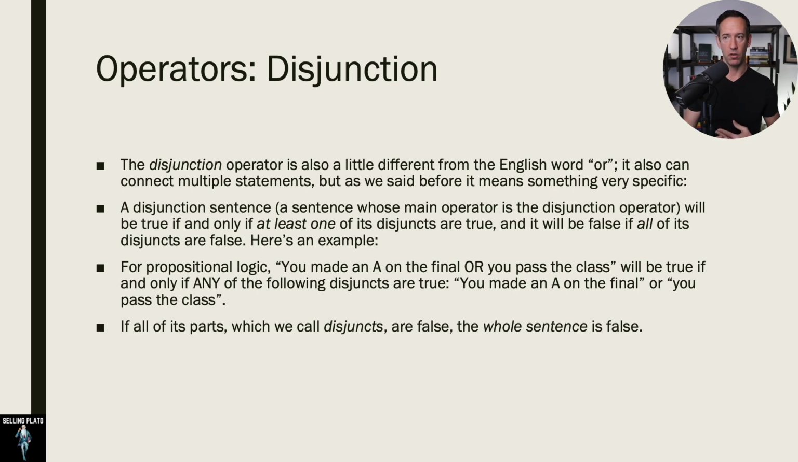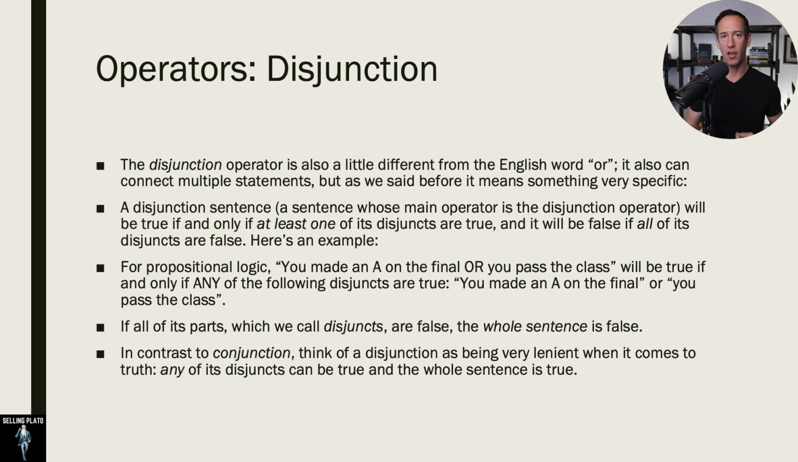If all of its parts, and in this case we call them disjuncts, are false, the whole sentence is false. All right. If all the disjuncts of a disjunction sentence are false, then the whole sentence is false. Otherwise, if we even have one disjunct that's true, the whole compound sentence is true. That's the way that disjunction functions. So in contrast to conjunction, think of a disjunction as being very lenient when it comes to truth. Any of its disjuncts can be true, and then the whole sentence is true.